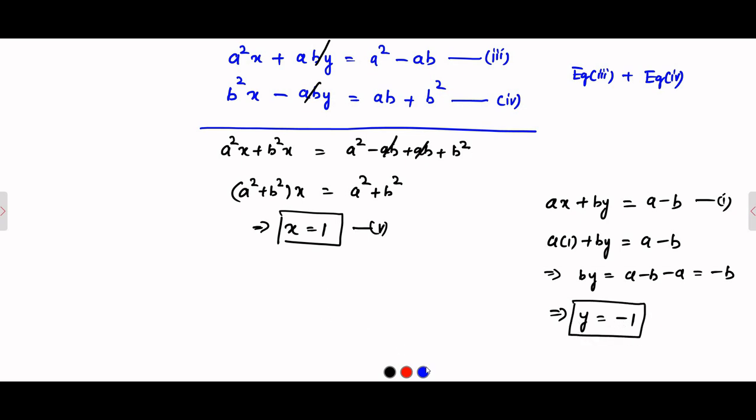So we have the solution of the given linear equations in two variables. They are x = 1, y = -1. Okay, x is equal to 1, y is equal to -1. This is the solution.